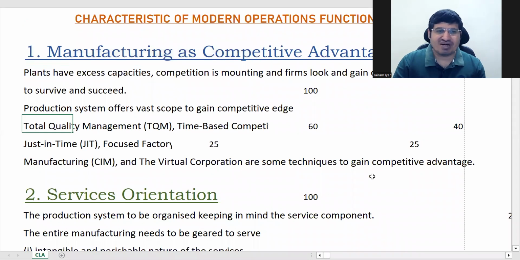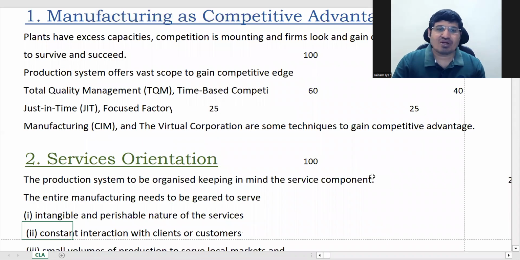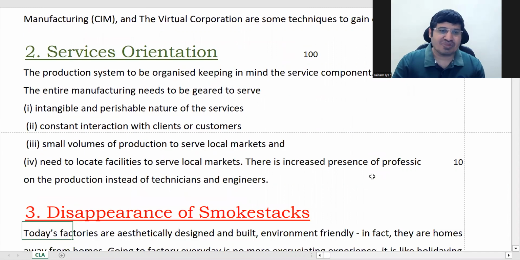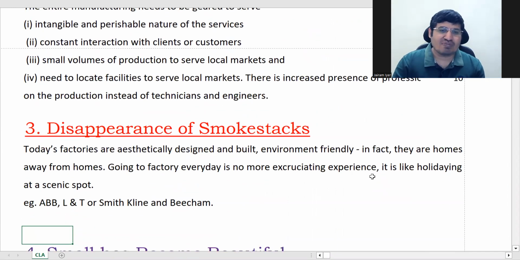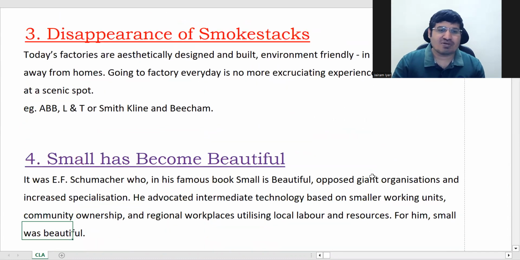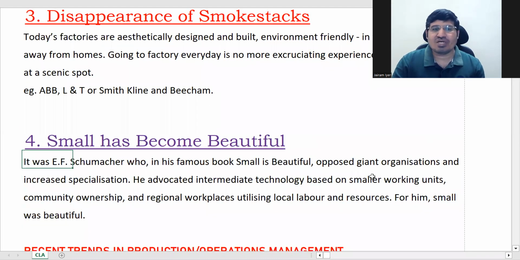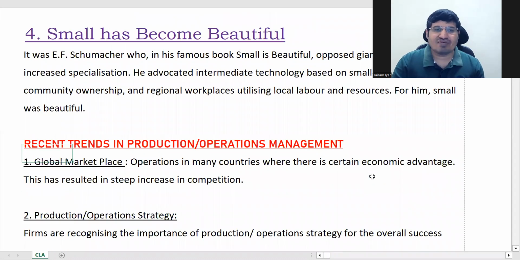Manufacturing is competitive advantage, use TQM, JIT, etc. Then services orientation, whatever you manufacture, the front end is a service. Disappearance of smokestacks. Now there's no more a smoky place. Small has become beautiful. So don't invest whole capital at one place. Cut it and invest it near your customers.